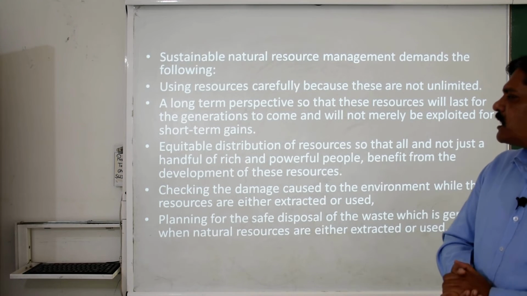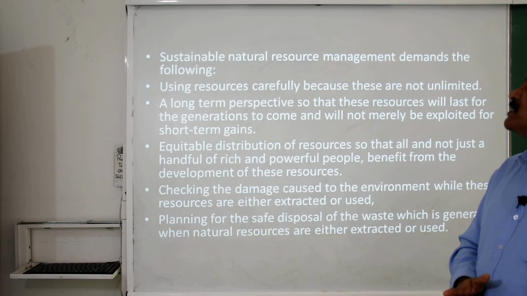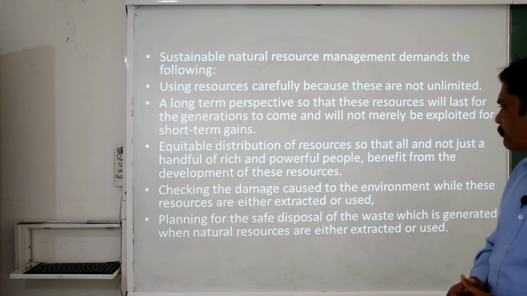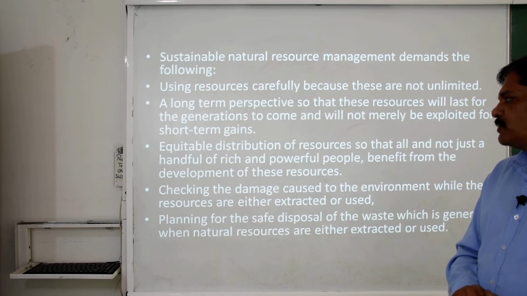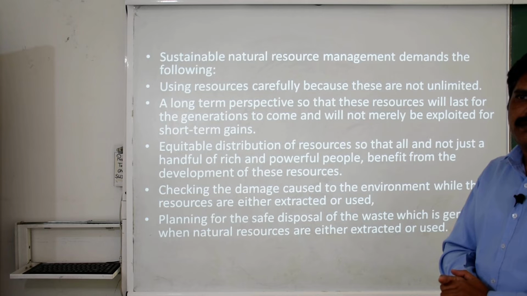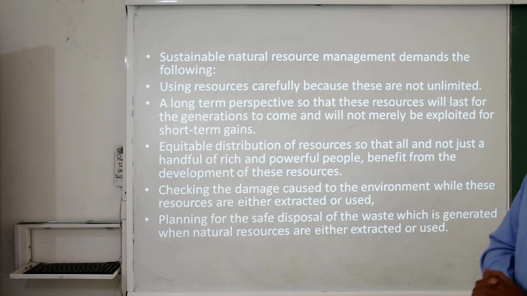Okay, then this equitable distribution of resources, so that all and not just a handful of rich and powerful people benefit from the development of these resources. This is equitable distribution which helps them to manage this one. Okay, checking the damage caused to the environment while these resources are either extracted or used, most important one.